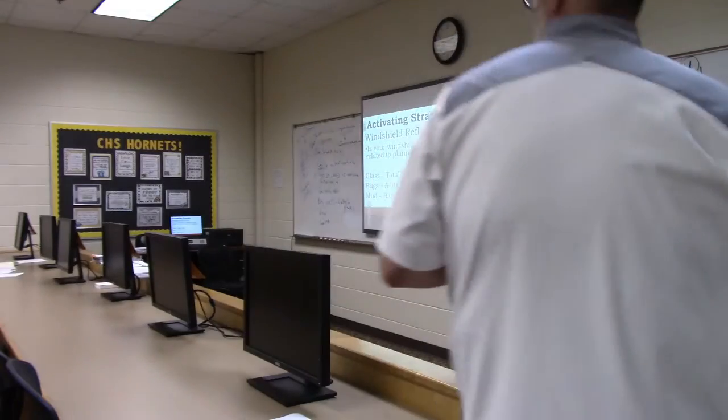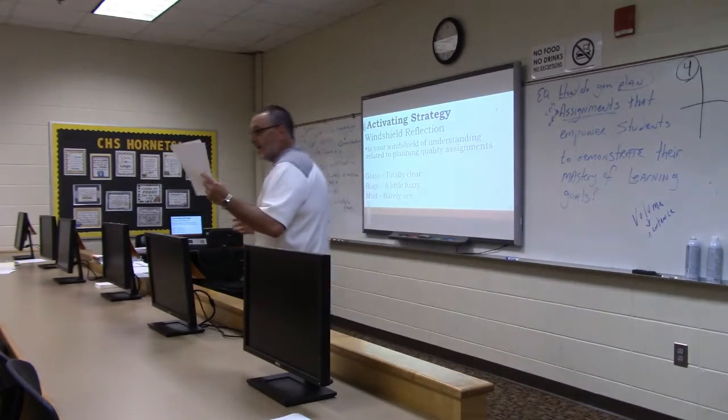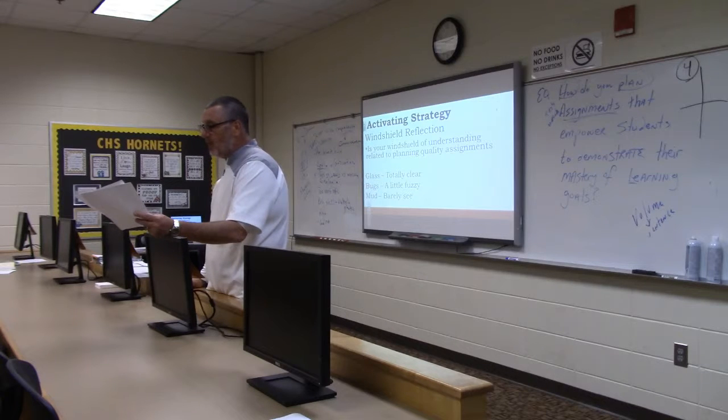That beautiful drawing is a windshield. And in that windshield, what I'd like you to put is your response. The response is to the following: what type of windshield reflects your understanding of planning quality assignments? That's the first part. Your 3 choices are glass, which means you have a totally clear understanding; mud, I can barely see understanding; or a little fuzzy. You'll put that in there.